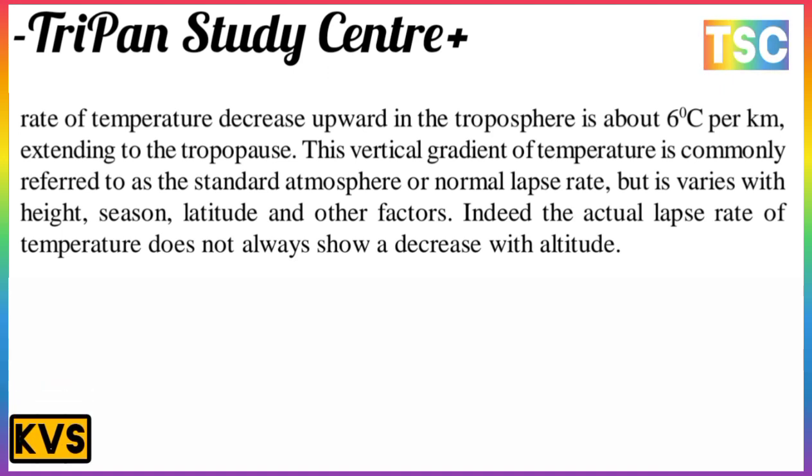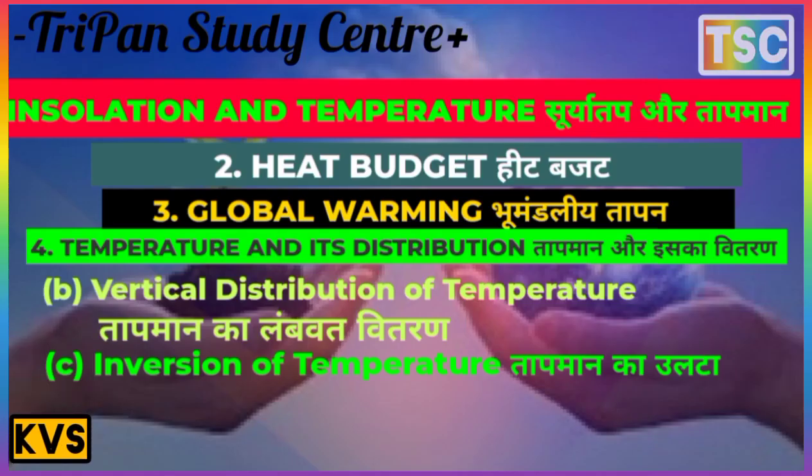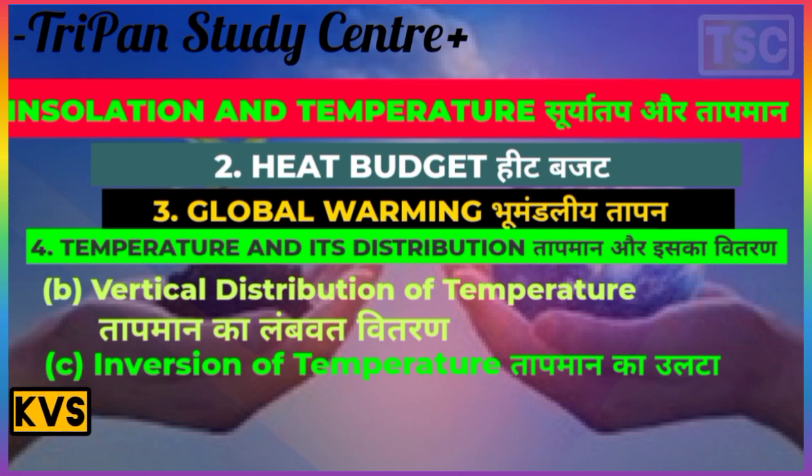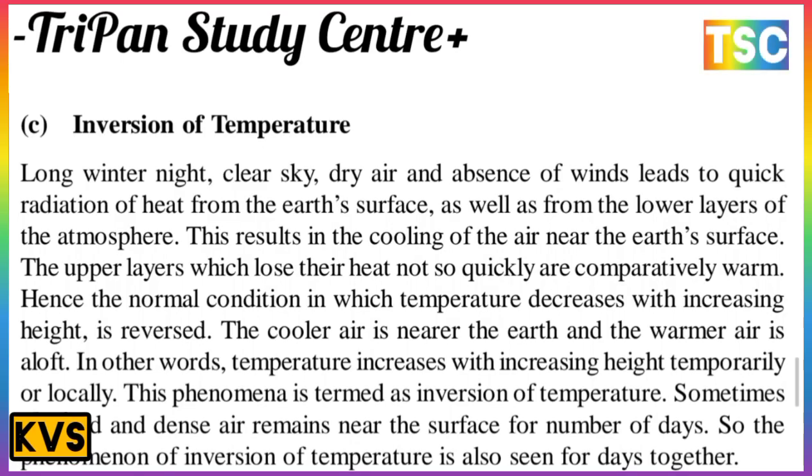Next, the inversion of temperature, which is important. Long winter nights, clear sky, dry air and absence of wind lead to quick radiation of heat from the earth's surface, as well as from the lower layer of the atmosphere. This results in cooling of the air near the earth's surface. The upper layers, which lose their heat not so quickly, are comparatively warm.